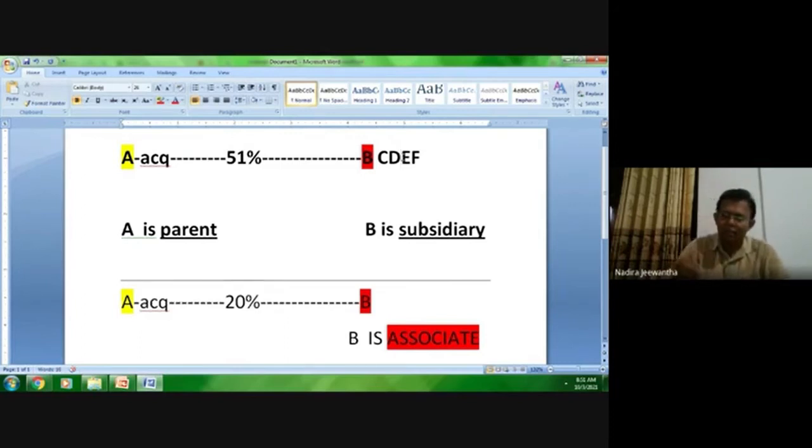The final word should be there to control the company affairs. That's all. So how do you control the company affairs? By appointing a greater number of directors to the board. That's all.